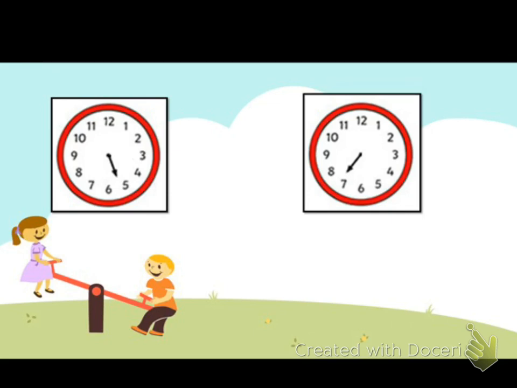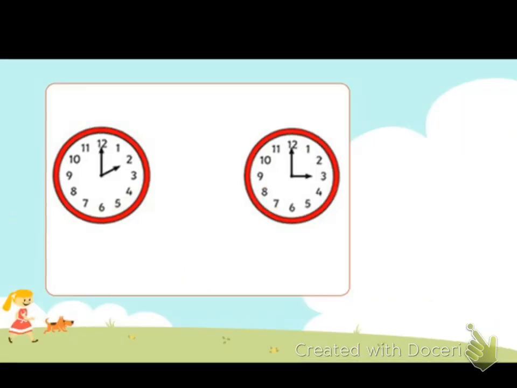Hours do not change until it is pointing straight at the next number. While the hand is pointing between the 5 and the 6, it is not 6 o'clock yet. It is still 5 o'clock. In the next clock, the hour hand is between the 7 and the 8. This means it is still 7 o'clock, not 8 o'clock yet. It will only be 8 o'clock when the hour hand points right at the 8.